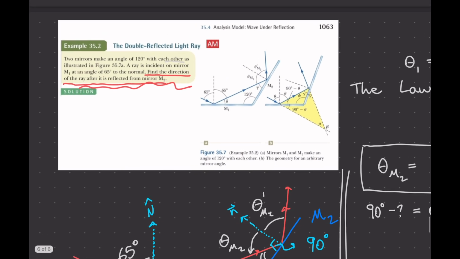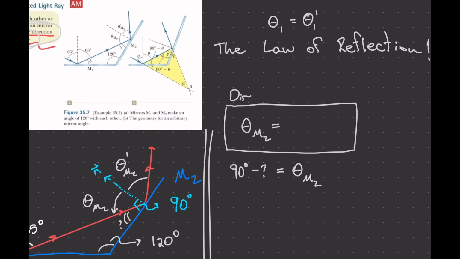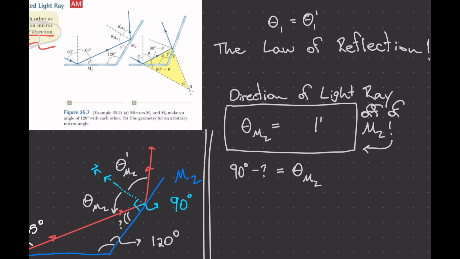Now keep in mind, if we have theta m2 and we put a big box around it and we say the direction of the light ray, like this, we put a number in here, then we solve the problem. So we have this line over here, and let's keep working with it down here. How do we find question mark?